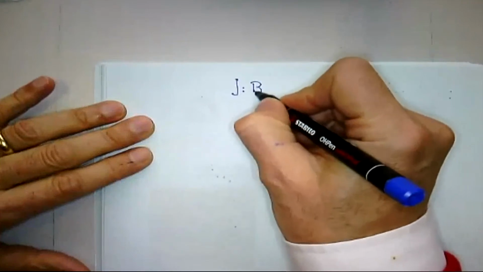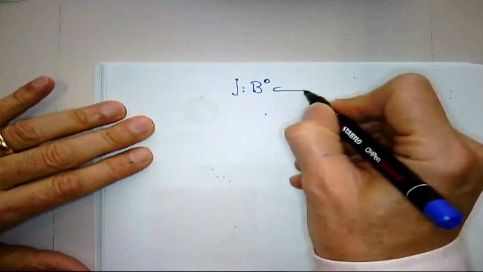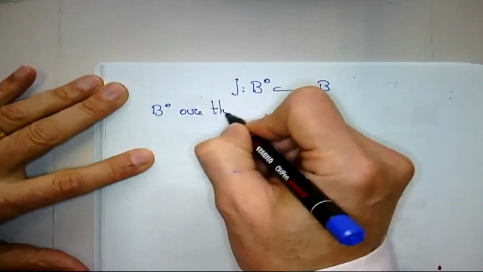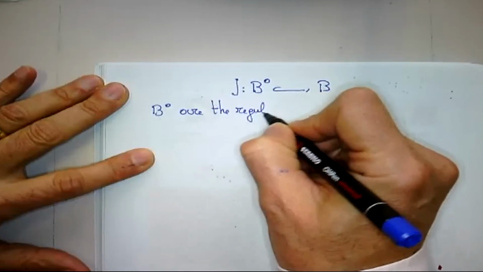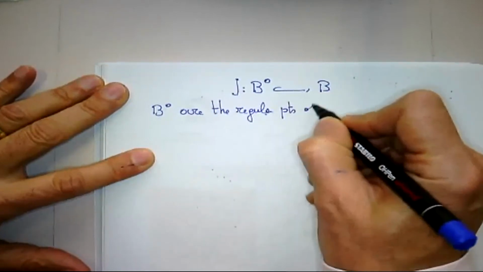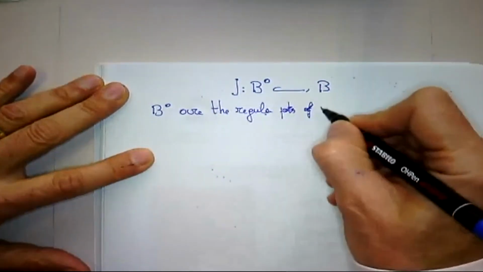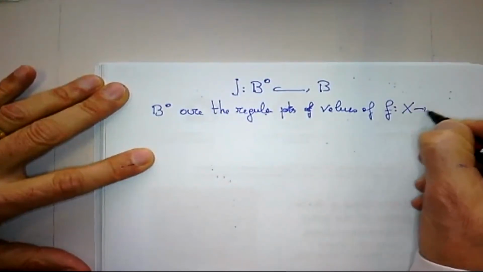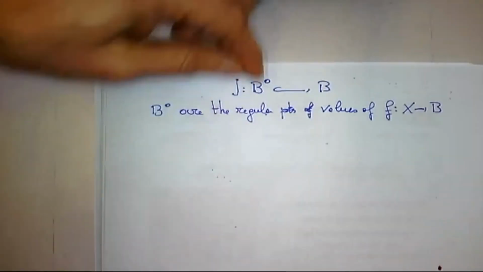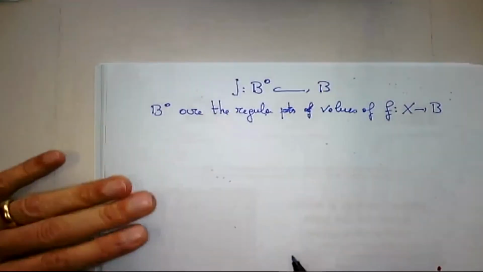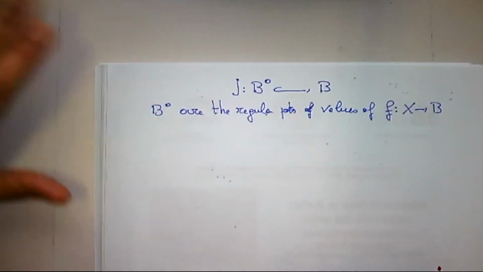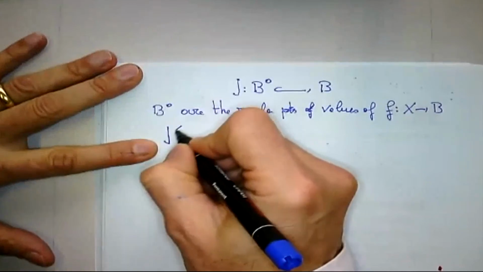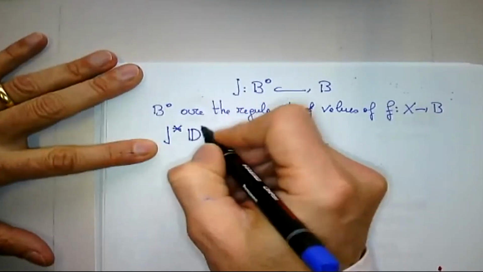You take the inclusion B0 inside B, where B0 are the regular points or values of the fibration F over B. So the fibers over B0 are very good, are smooth. And you can interpret, now you pull back your object. So you do J star of this main character.